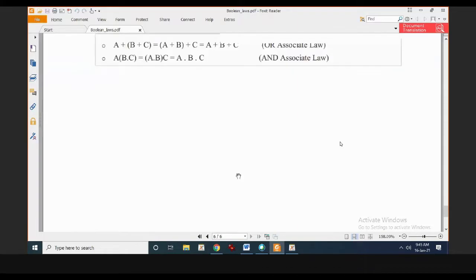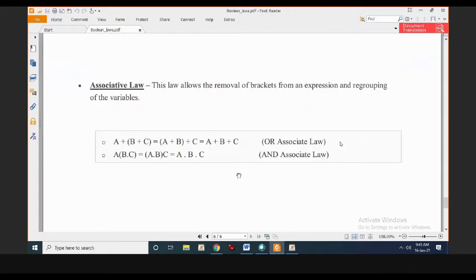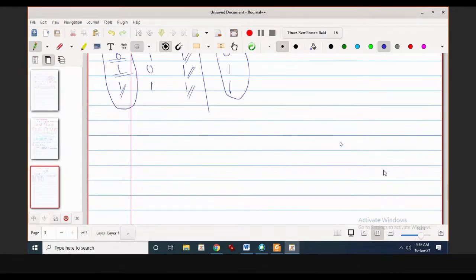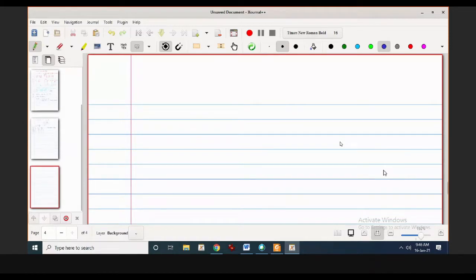Okay, so these are the laws. I'm going to share these pages with you after making some corrections, and I'll share it through Google Classroom. Okay, so that I will do for you, right? So these are the most important laws that we are going to use in our circuit designing in the so-called Boolean algebra.